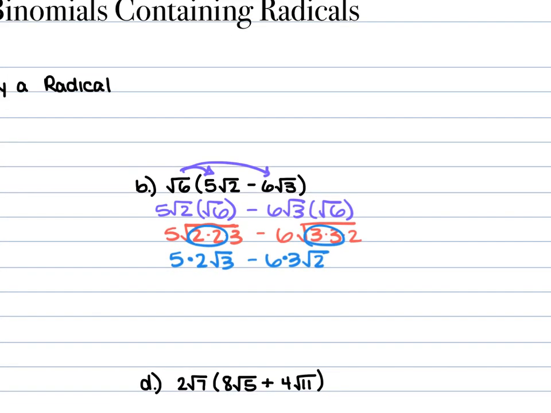For the 5 times 2 square root 3, 5 times 2 is 10. Keep the square root of 3. And then for the negative 6 times 3, that's going to be negative 18. Keep the square root of 2.